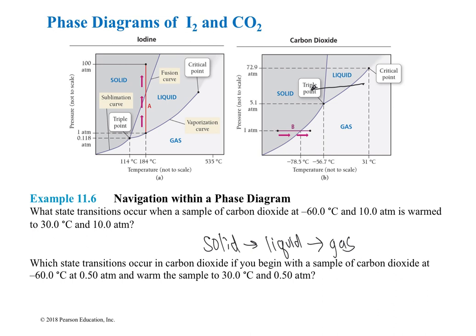What state transitions occur if you're at 0.5 atmospheres? So here I am at 0.5 atmospheres, probably right here, -60 up to 30. I'll go from gas to gas, so no transitions. We stay in the gas phase.